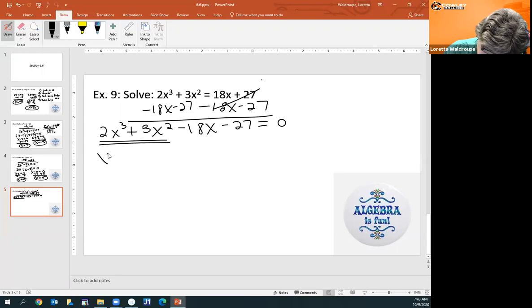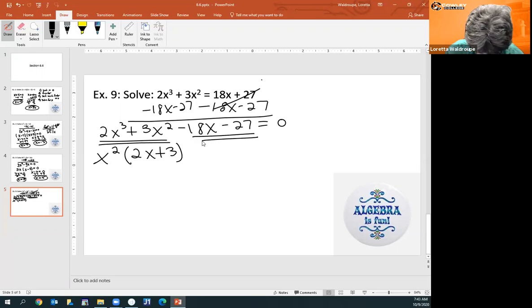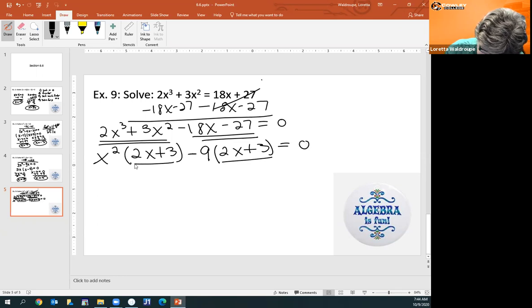The first two have an x squared in common, and I'm left with 2x plus 3. The second two have a 9 in common, and since my first term is negative, I want a negative 9. Divide by negative 9, divide by negative 9. Now you can see I have a common binomial factor, so 2x plus 3, and I'm left with x squared minus 9.